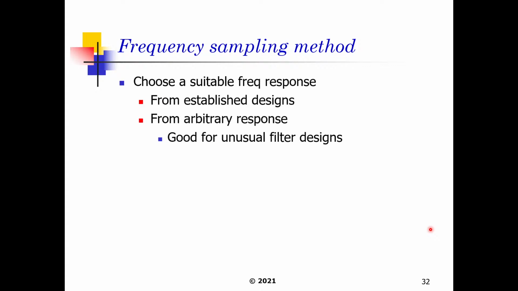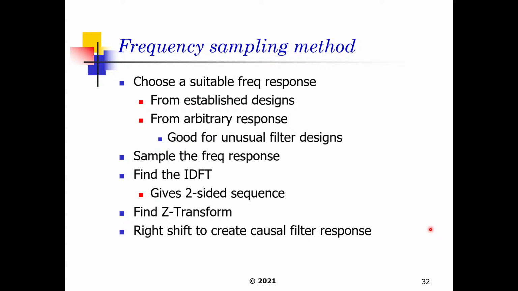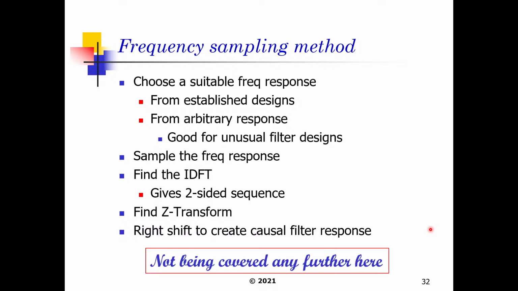So what we saw there was the time sampling method. The frequency sampling method is where you can choose a suitable frequency response from any established filter design, and it's usually useful for unusual filter designs in particular. So this is going to be something very application specific. As such, you sample the frequency response and then you find an inverse discrete Fourier transform, which will give you the two-sided sequence as required. Then you can find the Z transform and you can right shift that to create the causal filter response accordingly. However, for our course, we do not go into detail for the frequency sampling method. We are focusing only on the time sampling method as seen here for the material of this lecture.